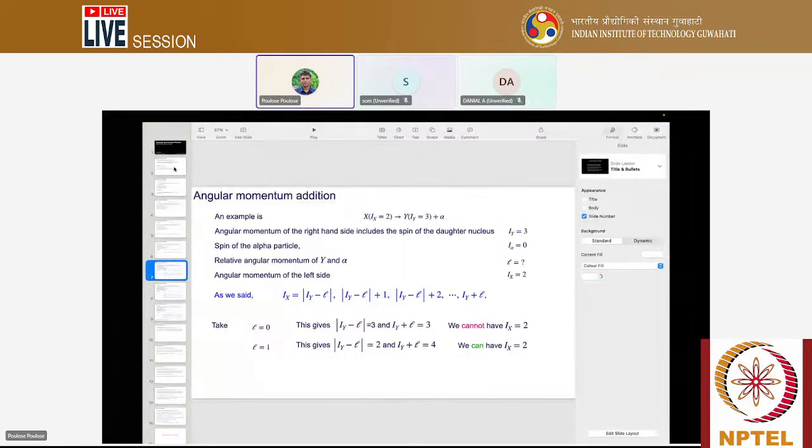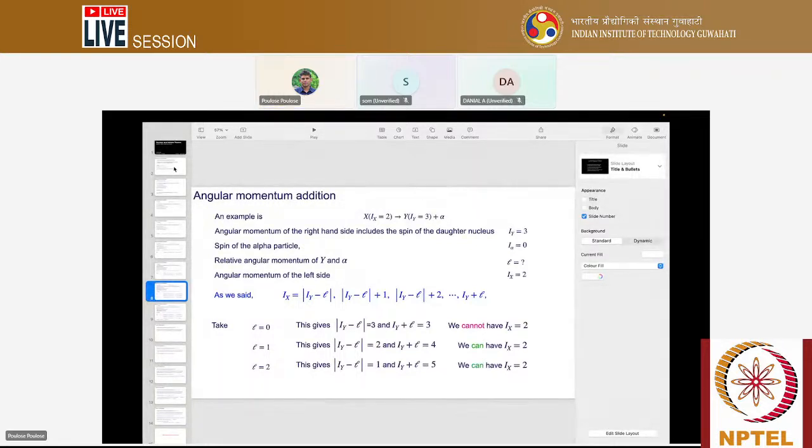So it is possible to have Ix equal to 2. Turning it around, for Ix equal to 2 and Iy equal to 3, orbital angular momentum can be 1. Is that the only possibility? Let's go ahead and see. L equal to 2. Yes, L equal to 2 will give Iy minus L equal to 1, and Iy plus L equal to 5. So between 1 and 5, certainly there is 2. Therefore, Ix equal to 2 is allowed.